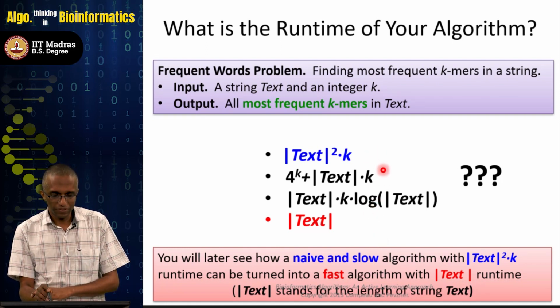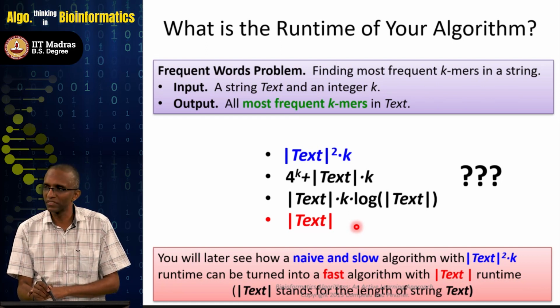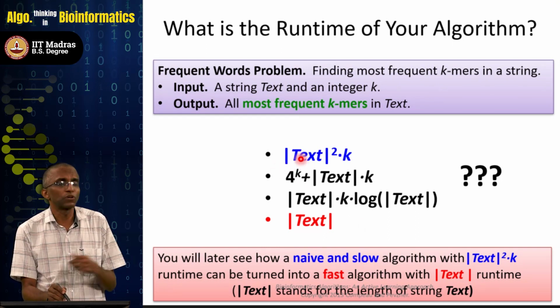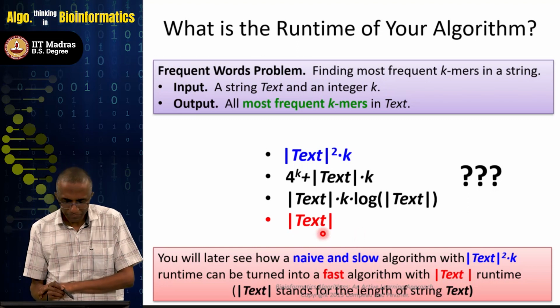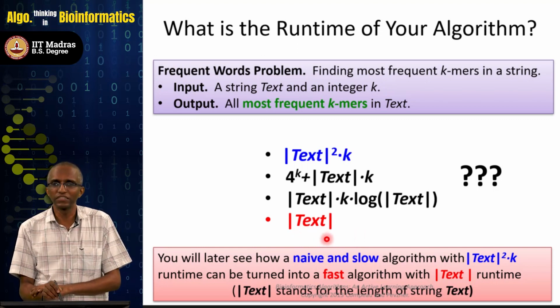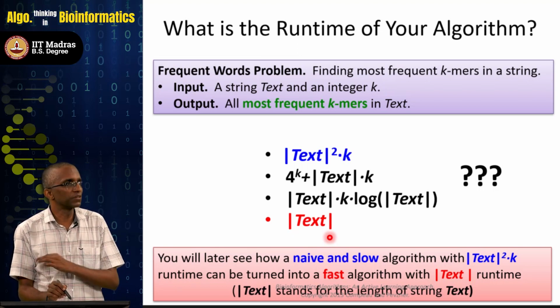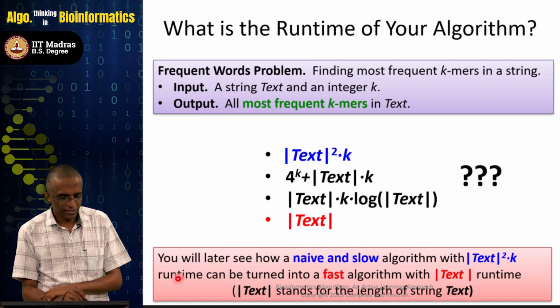Each one of them is in big O notation, which you may have seen in earlier algorithms classes. It is just an asymptotic running time of these algorithms. Some of you may have thought about an algorithm in big O of text squared times k, some of you may have thought about big O of 4 to the k plus text times k, and so on. The fastest is just linear time: the running time is on the order of the number of letters in text, big O of text. This is the cardinality of text written here.